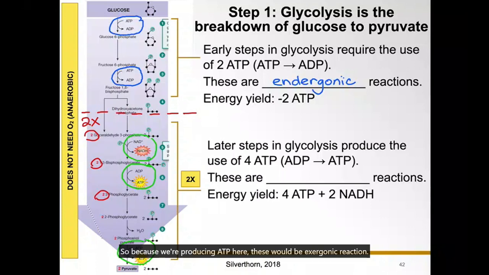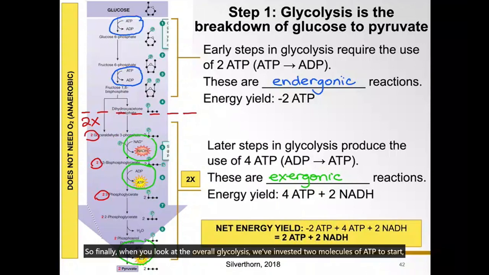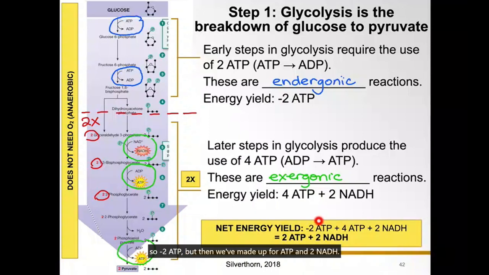Because we're producing ATP here, these would be exergonic reactions. And the energy yield from that is 2 times 2 ATP. So 1, 2, 3, 4. This is where our 4 ATP is coming from. And then 2 times the NADH. So finally, when you look at the overall glycolysis, we've invested 2 molecules of ATP at the start, so minus 2 ATP.